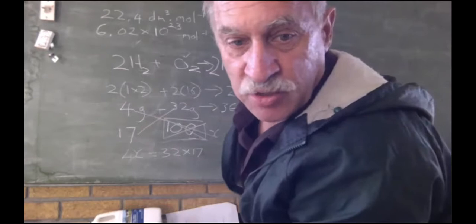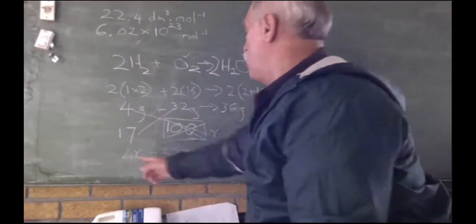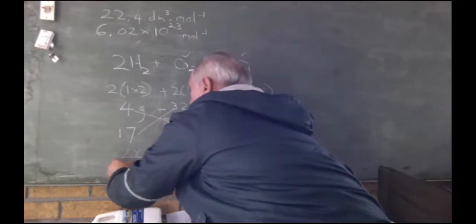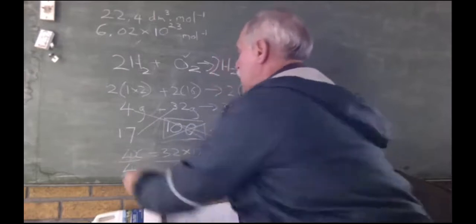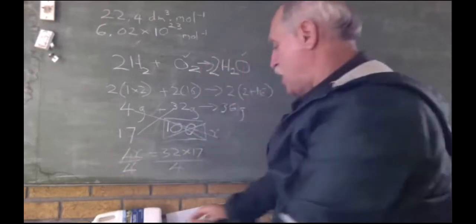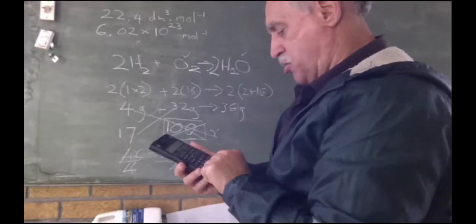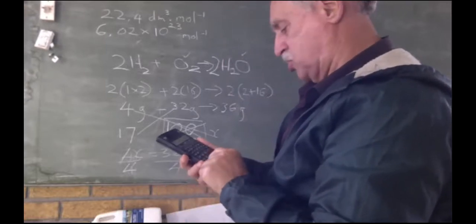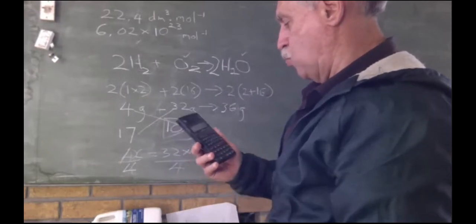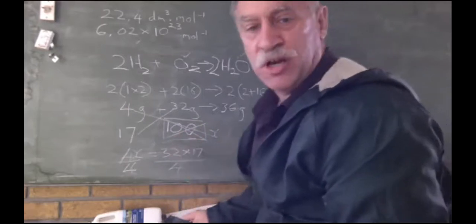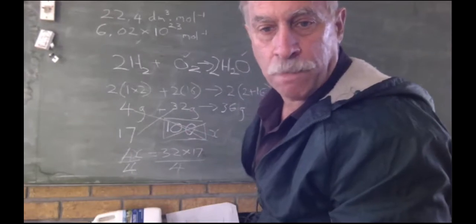You know what I like about a method? I don't have to think about it. Well, it's a teacher's method. Now I want to find x. So I divide both sides by 4. That cancels out. And x is going to be equal to 32 times 17 divided by 4. What do you guys get? 136. 136?